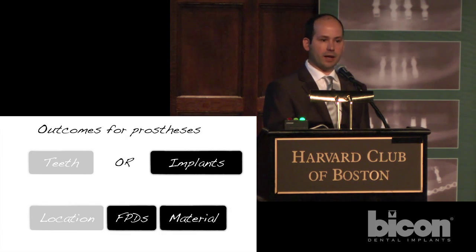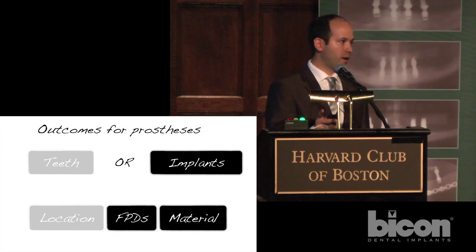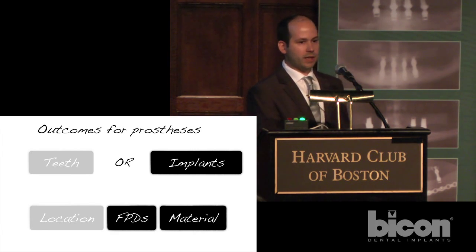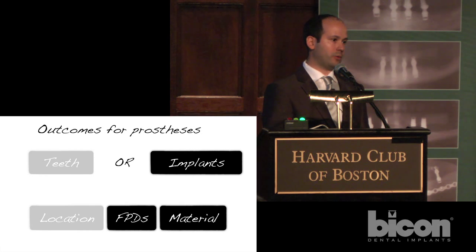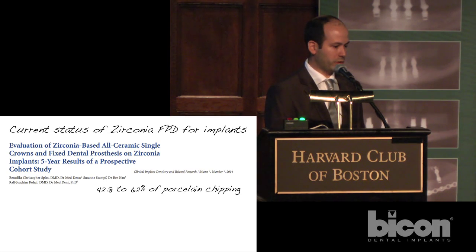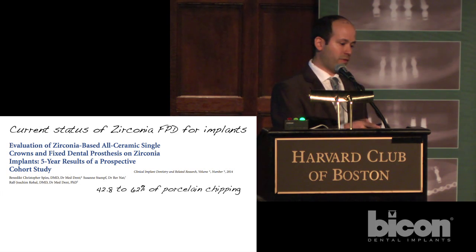So moving on to our second scenario, which is implant-supported fixed partial dentures. Let's take a look at the clinical outcomes and the literature that we have for the different materials. We will go straight for the strongest one, which is zirconia. So this is a study which is a prospective cohort of 5 years. It's the same study that I showed for crowns, which showed 42.8% porcelain chipping in crowns. When it comes to bridges, they found 62% porcelain chipping in 5 years, okay?